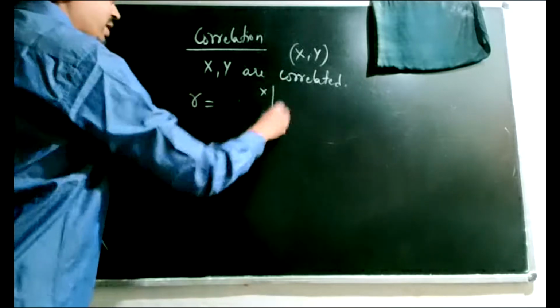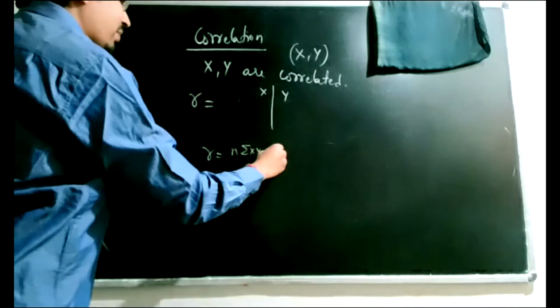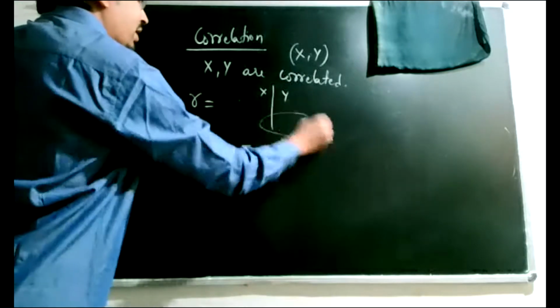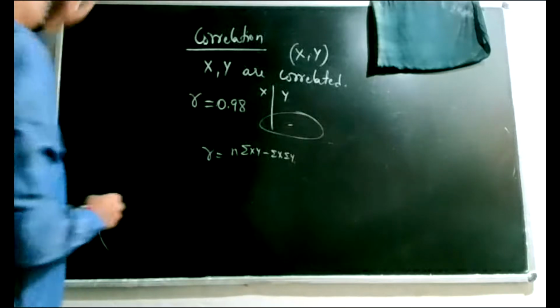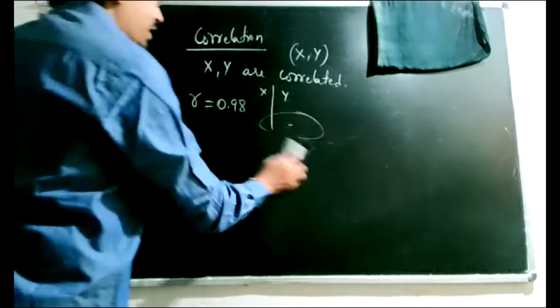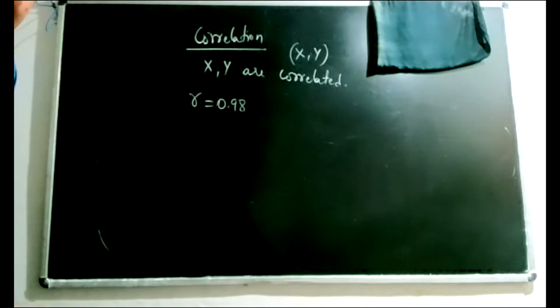So I've got some value of R. I have some bivariate data, and I'm using this simplified formula, n sigma xy minus sigma x sigma y. I apply the mathematical techniques and the value of R is 0.98. Now what is this R indicating? How do we interpret this value of R? That we'll look into now.